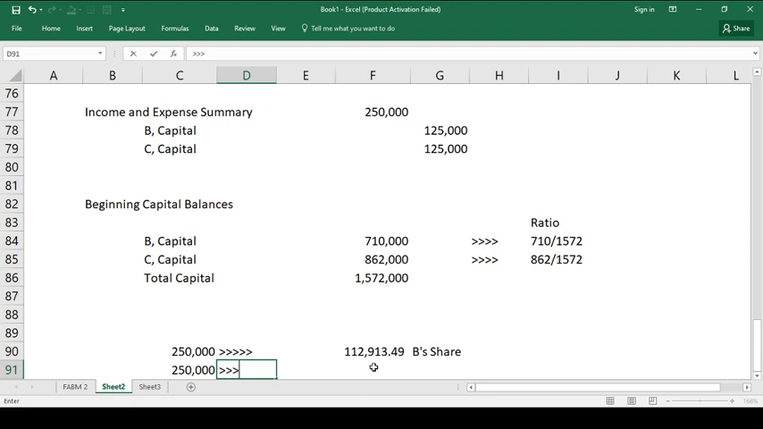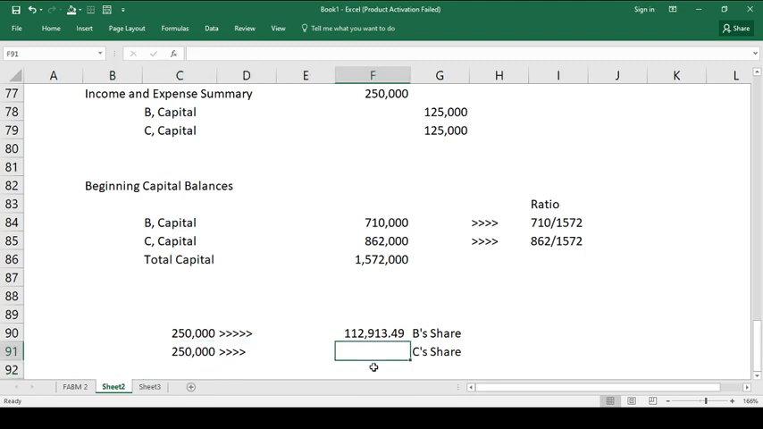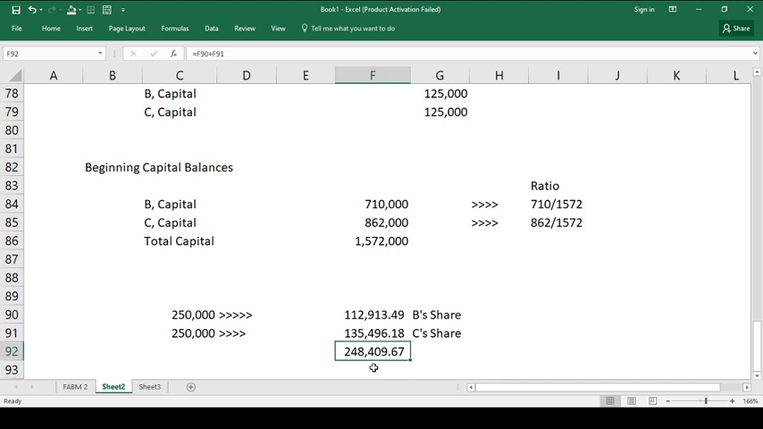How about on C? Okay, the share of C would be same pa rin na computation. We have 250, multiply the ratio na meron tayo, 862 over 1572. Ayun, we have 113, okay, 0.18. Paki-add po natin yung dalawa, that would be, sir, kulang. Bakit po nagkulang? Paano? 852 lang. Dapat 862. Ayun, merong mali. Okay, naitama ko na po yan.